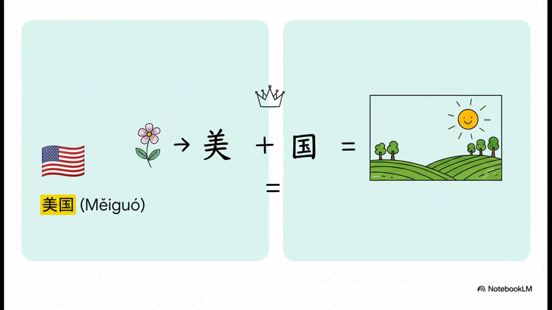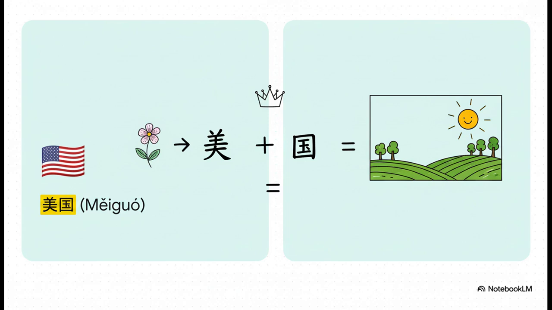Okay, now let's look at the name for America, 美国, 美国. The name was originally chosen to sound like America, but the characters they chose are just fascinating. The first character, 美, means beautiful, and the second character, 国, is the one we already know, country. So in Mandarin, America is the beautiful country.